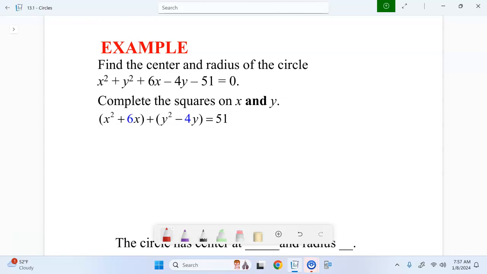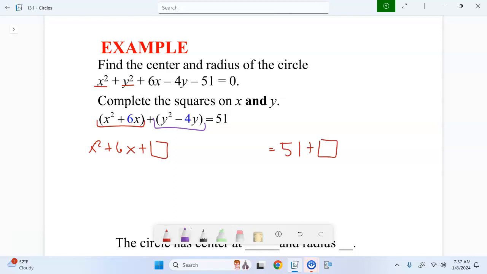Just like with the general form of parabolas, in order to do that, we have to complete the square. The only difference is that because we have x squared and y squared, we have to complete the square twice at the same time. And that's what this is going to look like. We're going to group the x's and the y's together in their own setting, and we're going to go ahead and move the constant to the other side. So we're going to complete the square with this, and we're going to complete the square with this. So we'll start with x squared plus 6x plus something. And then over here, we're going to have 51 plus that same thing.